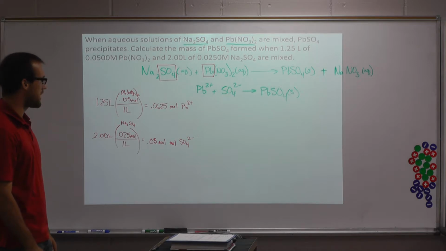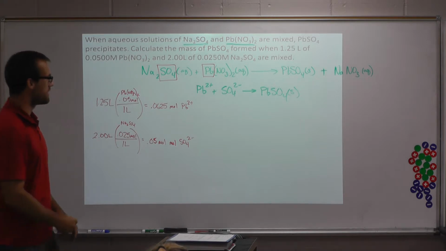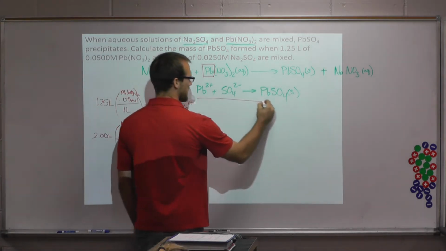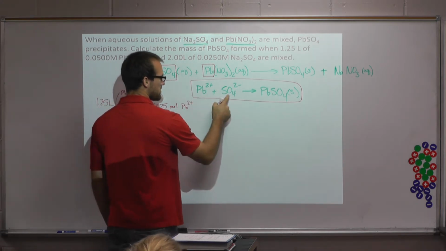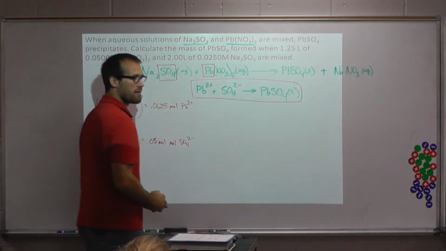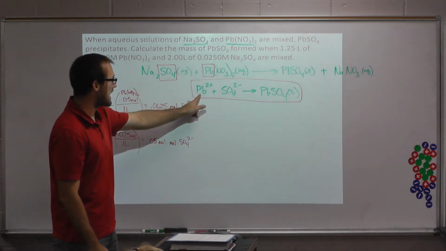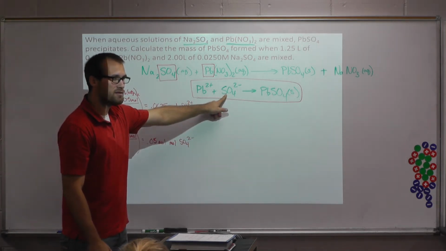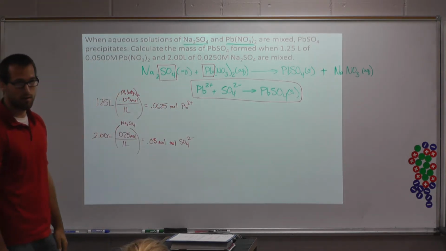Now, the question is: is this a limiting reactant problem? It is, yes. Now, let me explain why. This is my precipitation reaction, right? What is the ratio of lead to sulfate needed to produce that? 1 to 1. So I better have the same amount of lead as I have sulfate for them both to react to completion, right? But do I?